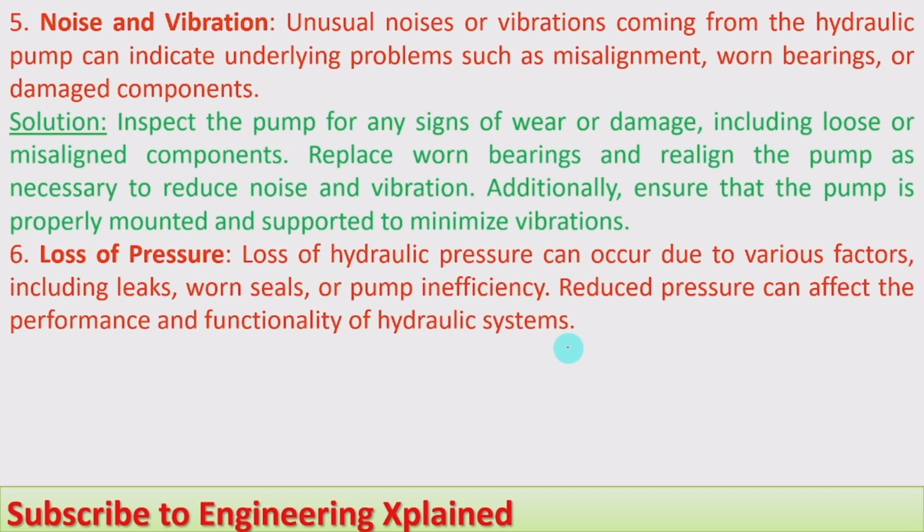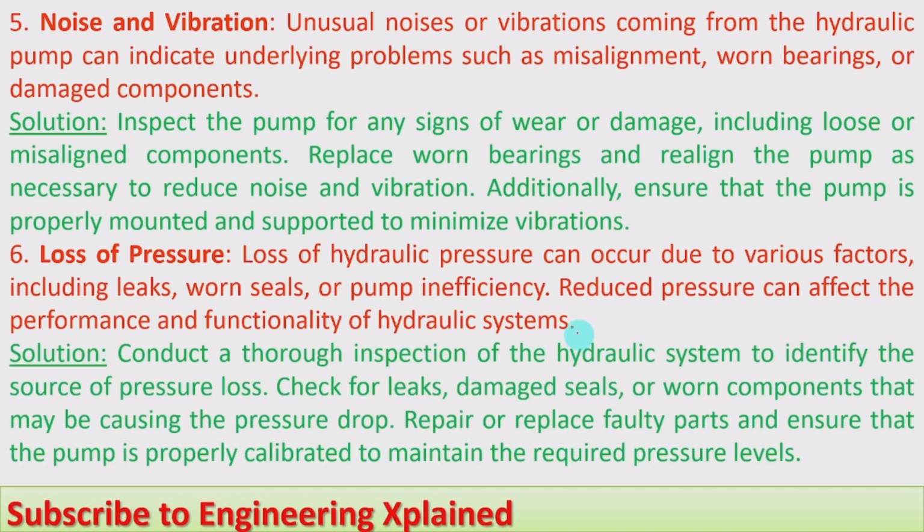And that's why, what is the solution to have the proper pressure in the system? Conduct a thorough inspection of the hydraulic system to identify the source of pressure loss, and check for leaks, damaged seals, or worn components that may be causing the pressure drop. Repair or replace the faulty parts and ensure that the pump is properly calibrated to maintain the required pressure levels.